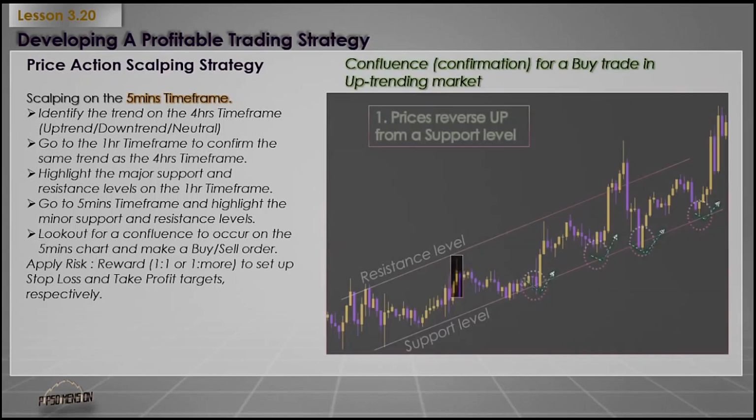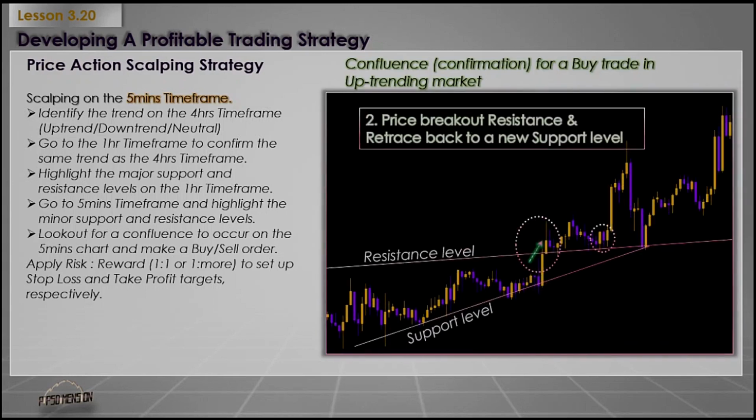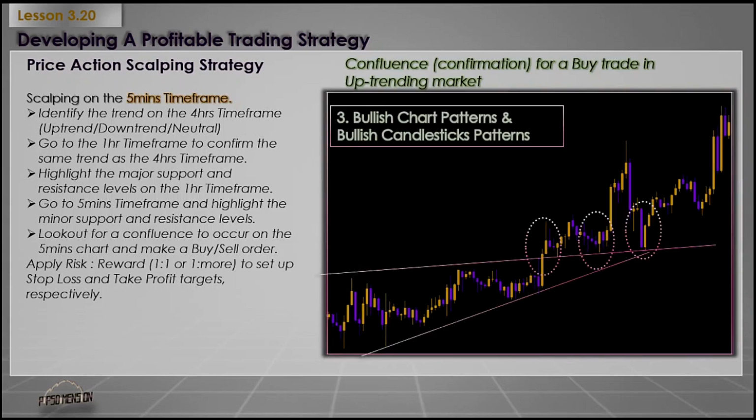1. When the current price is reversing back up from a support level. 2. When a bullish candle breaks the resistance level and retraces back to make a new support. And 3. When you identify bullish chart patterns and bullish candlestick patterns. Alright, this is for an uptrending market, so if you identify any of these bullish technical factors, it is a good confluence, so you can go ahead to make your buy trades.